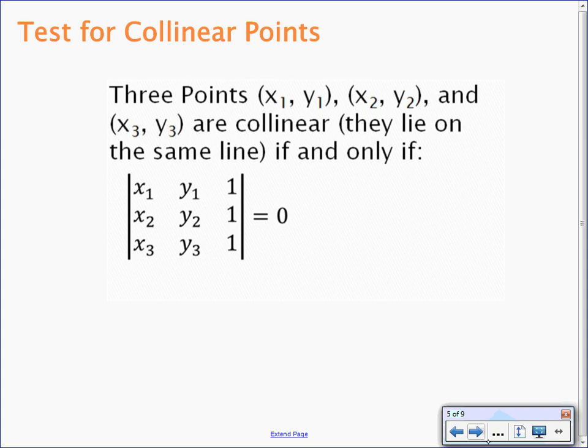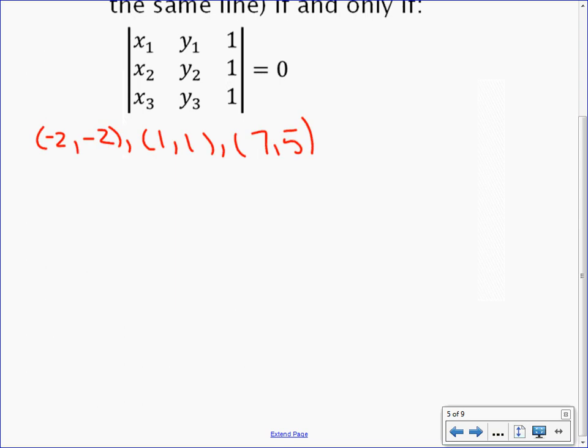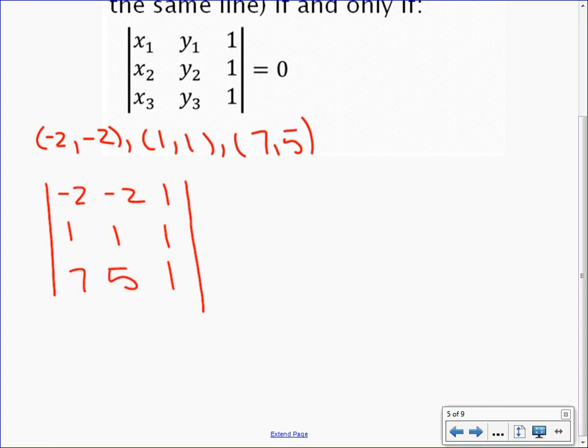Alright, so let's test these points out. (-2, -2), (1, 1), and (7, 5). If I say, hey, are these collinear? You're going to put these in x, y, 1, x, y, 1, x, y, 1, and we're going to find the determinant. I guess it's easy. Do it in your calculator.